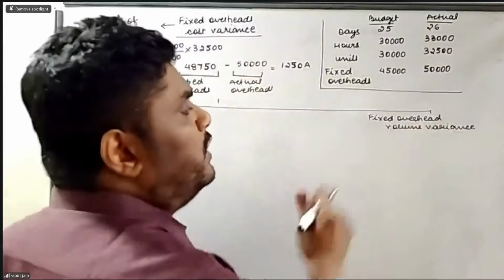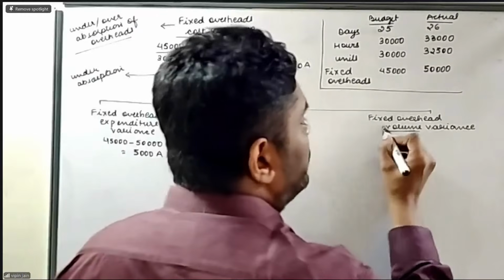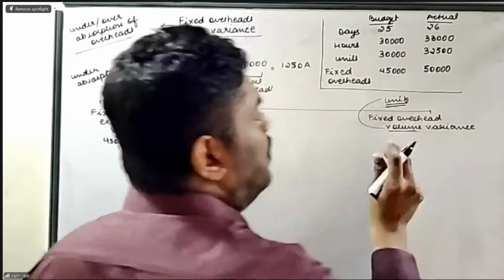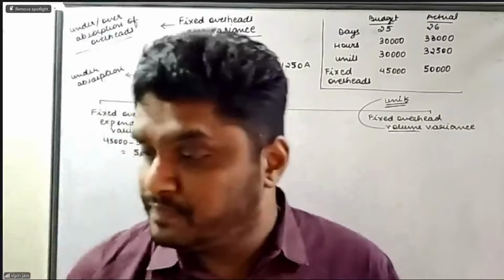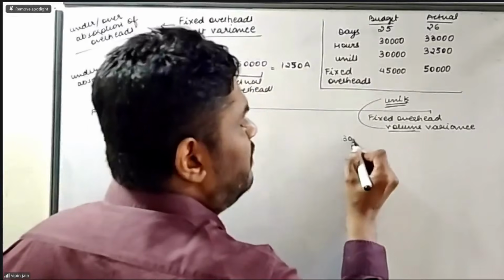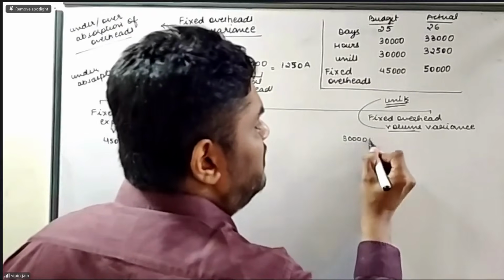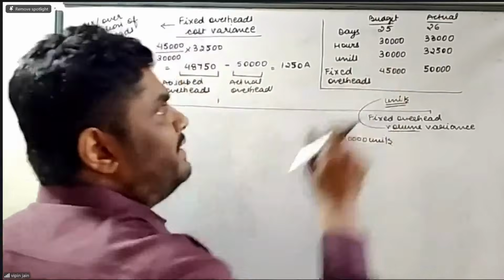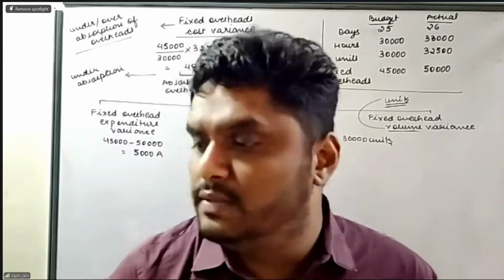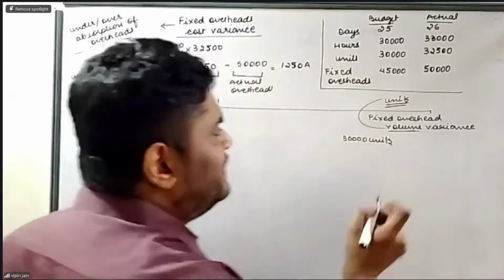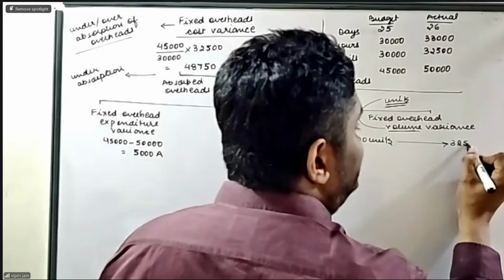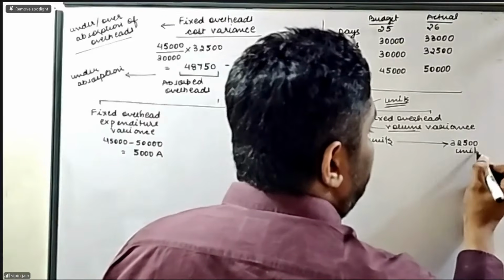So for fixed overhead volume variance, do pay attention to the language. Volume means what? Units. So when talking about volume variance, how many units did we target? As per the budget, we targeted that we will manufacture 30,000 units. However, instead of 30,000 units, we did a great job. Instead of 30,000, we manufactured 32,500 units.